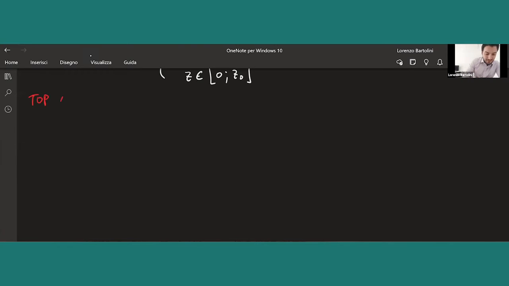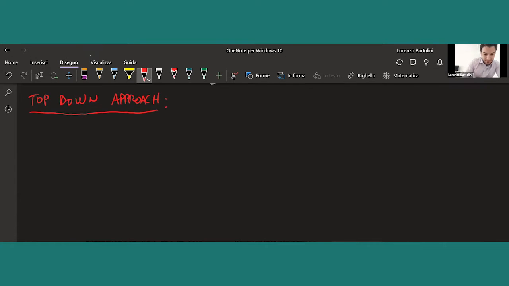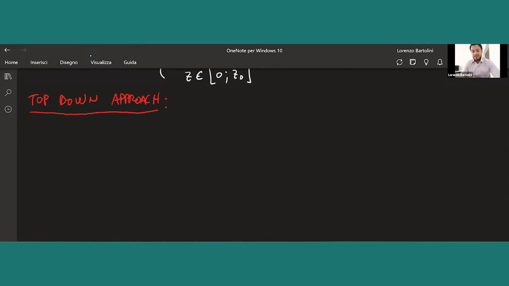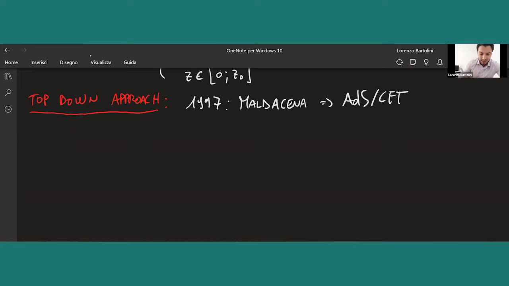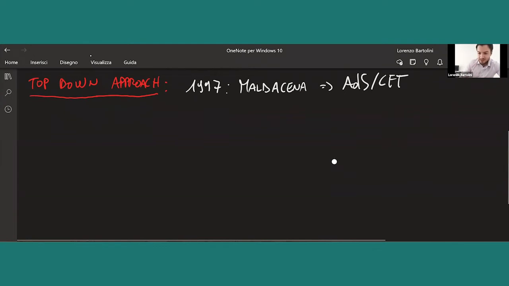So our top-down approach is based entirely on string theory. And of course, we'll have fewer free parameters because they all come from a theory of quantum gravity. So in 1997, Maldacena builds the construction of AdS/CFT that we saw yesterday. And of course, there was great interest in pushing it towards confinement.